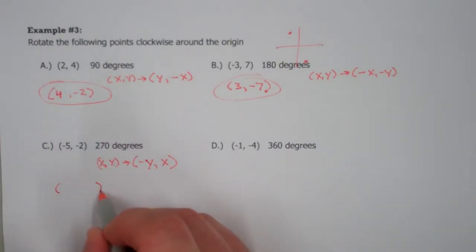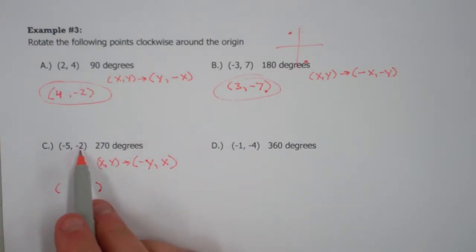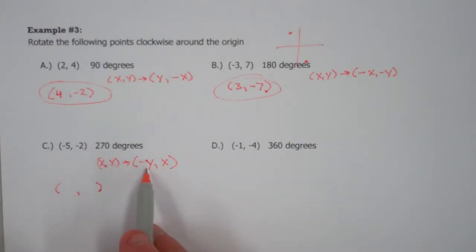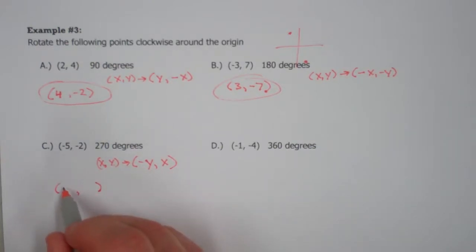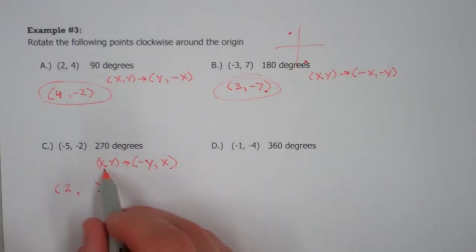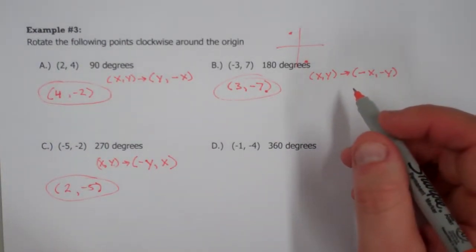So we'll try this here real quick. We've got negative 2 in the y position. We know that goes to the x position. We have to do the opposite of that, so it's going to be positive 2. And the negative 5 just comes over to the right, so it's going to be 2, negative 5.